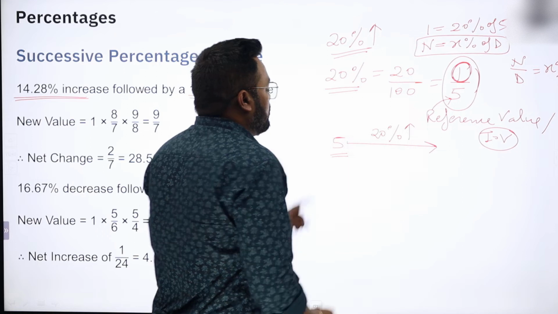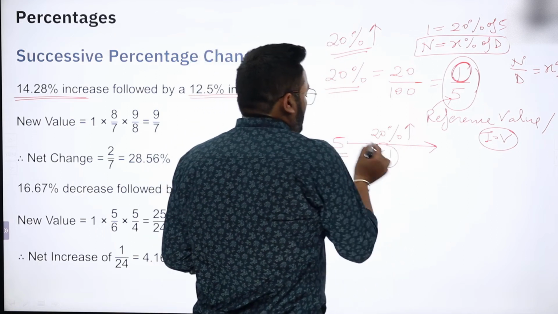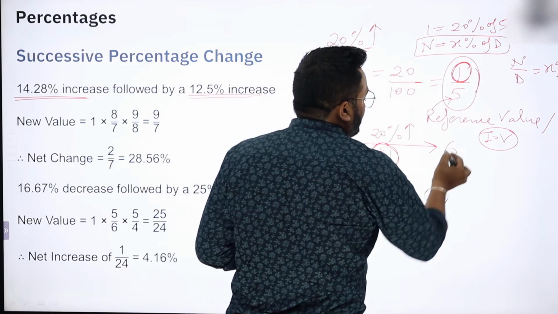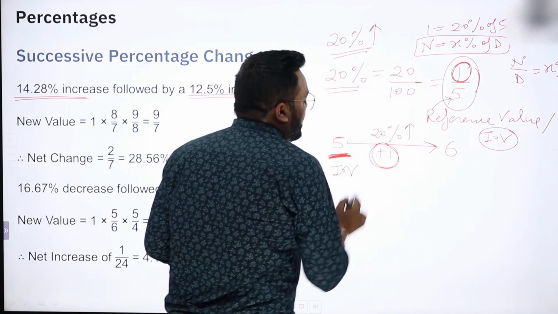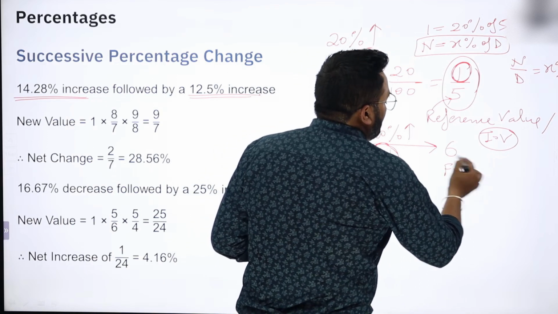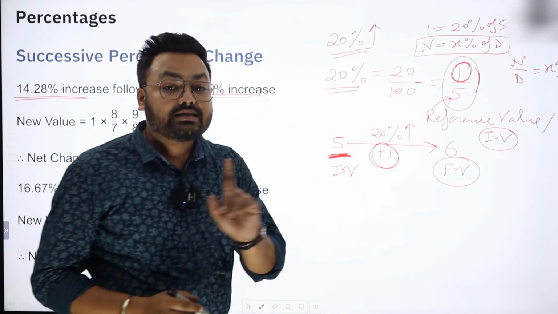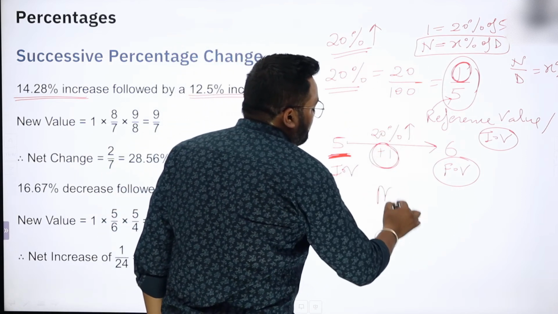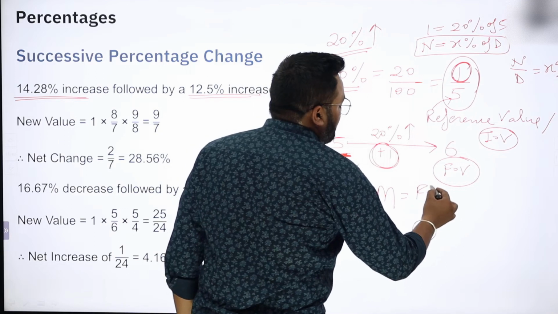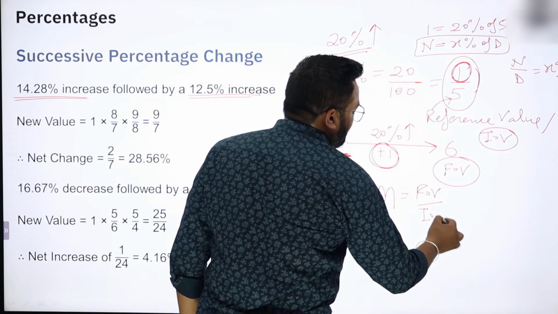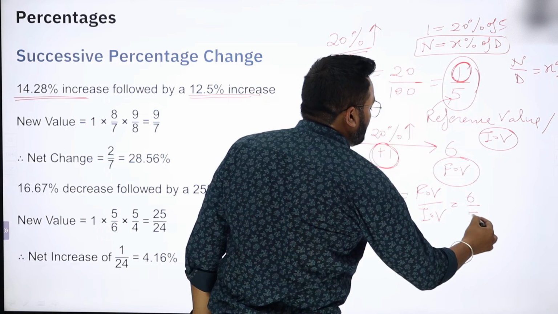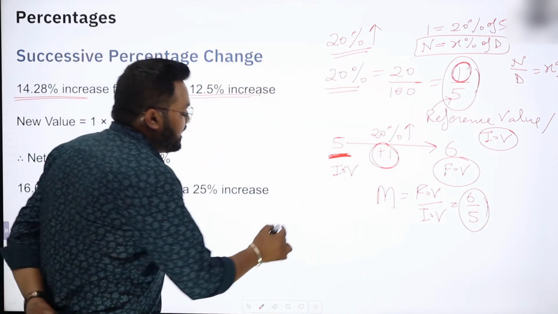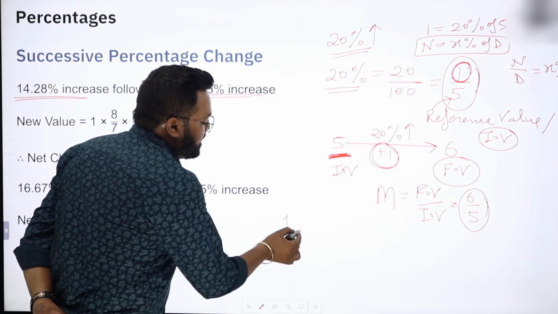So I am increasing 5 by 1, so this becomes 6. This is my initial value, 5. After increasing, this becomes the final value, which is 6. Now the multiplier, its formula is final value upon initial value. That means this multiplier becomes 6 by 5.